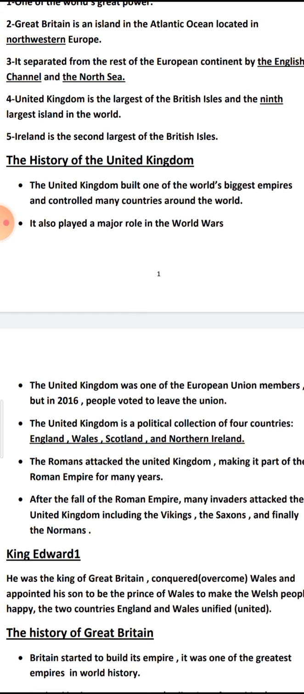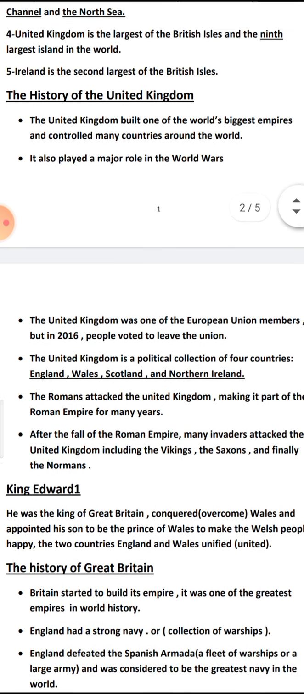Which one is the second largest of the British Isles? Ireland. So if I ask you, which one is the largest island of the British Isles, you can say Ireland or United Kingdom? United Kingdom. Excellent. Which one is the second largest island of the British Isles? You can tell me Ireland. So the United Kingdom is the largest one and Ireland is the second largest one.